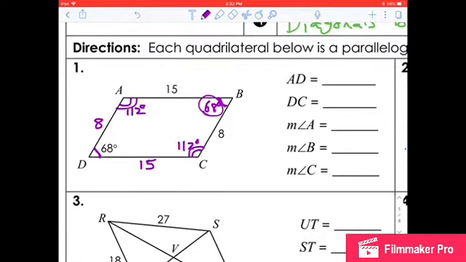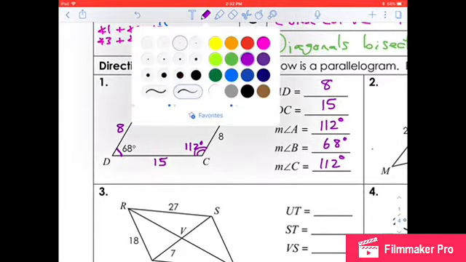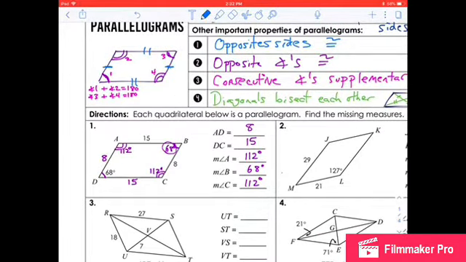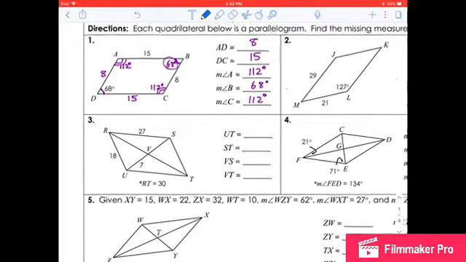Okay, so let's see if we can answer these. AD is on this side here, so that's 8. DC is the bottom, so that's 15. Angle A we said was 112. Angle B is 68. Angle C is 112 as well. Okay, and that's it. So you just think about opposite sides, angles, consecutive angles being supplementary. Everything else should take care of itself.